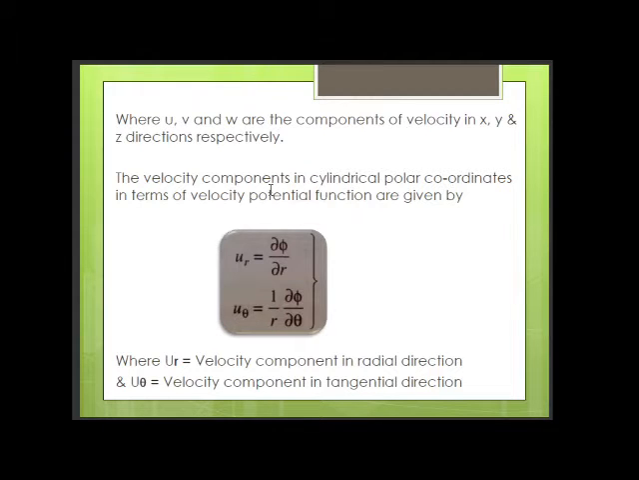If the velocity components in cylindrical polar coordinates are taken in terms of the velocity potential function, then they are given by u r is equal to dou phi by dou r and u theta is equal to 1 upon r dou phi by dou theta. Here u r indicates the velocity component in the radial direction and u theta indicates the velocity component in the tangential direction. These two are the velocity components in cylindrical polar coordinates in terms of the velocity potential function.